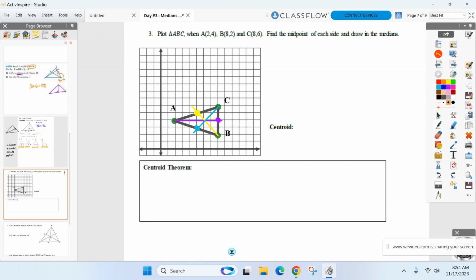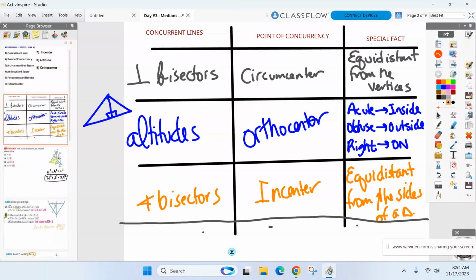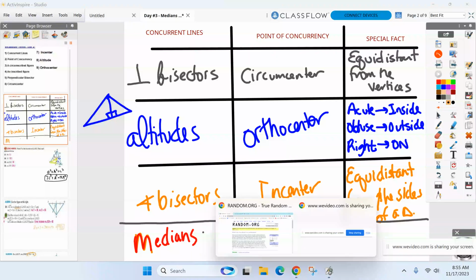Let me go back to my good old chart from the beginning. Perpendicular bisectors, altitudes, and angle bisectors all intersected at the same point. Well, now what am I going to add to it? The medians now, right? The medians intersect at the same point.